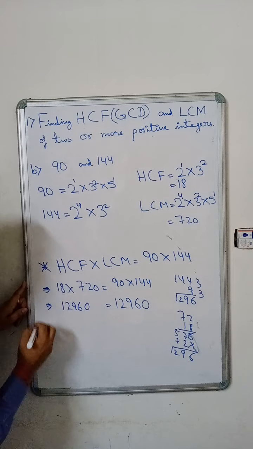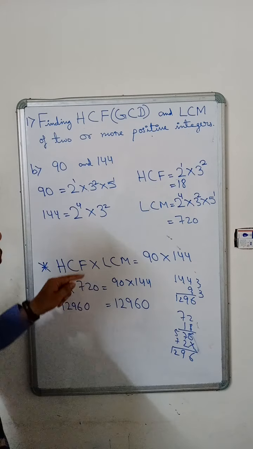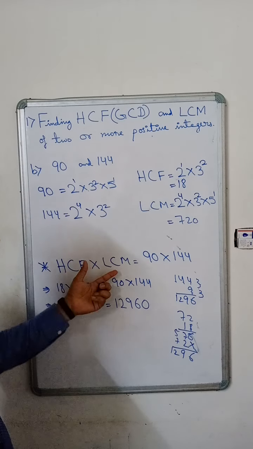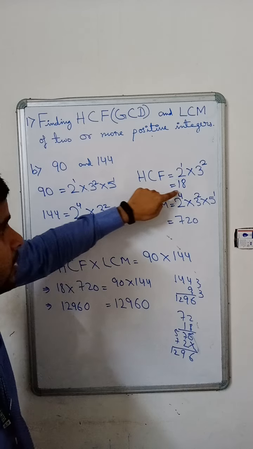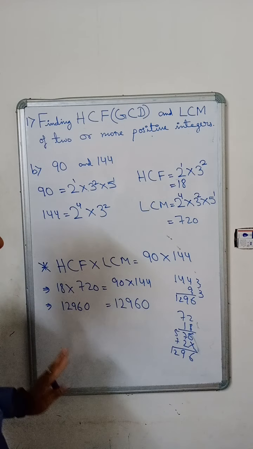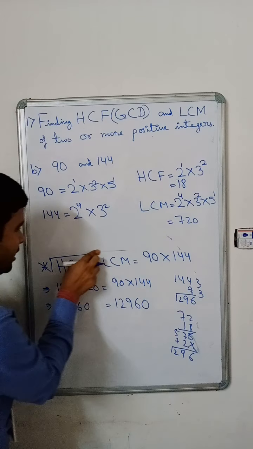Clear? So what we are finding, if you have two positive integers, make sure that the product of HCF and LCM is always equal to the product of the two numbers whose HCF and LCM we have calculated. Clear? Make sure that this is very, very important. Okay. Now let me just generalize.